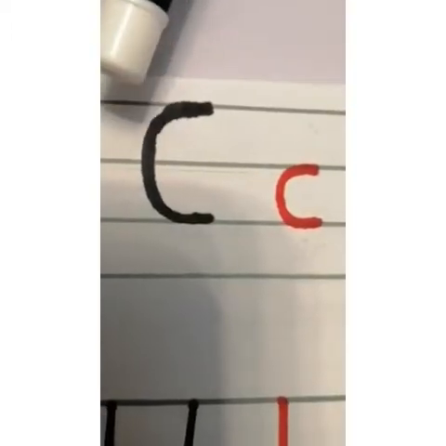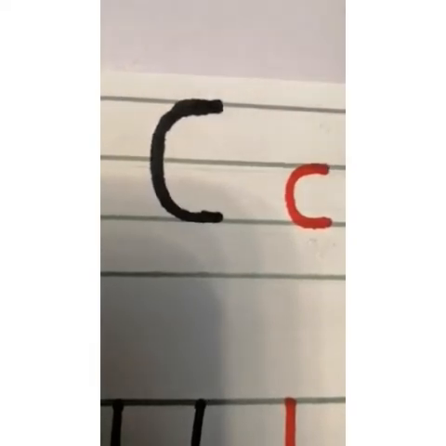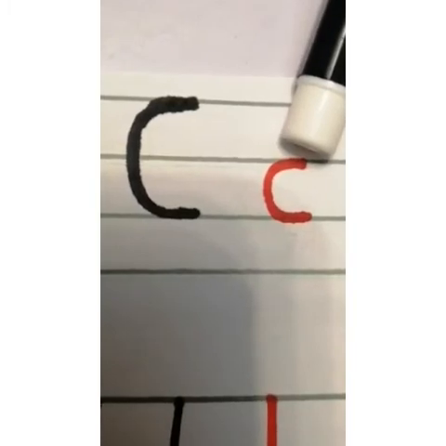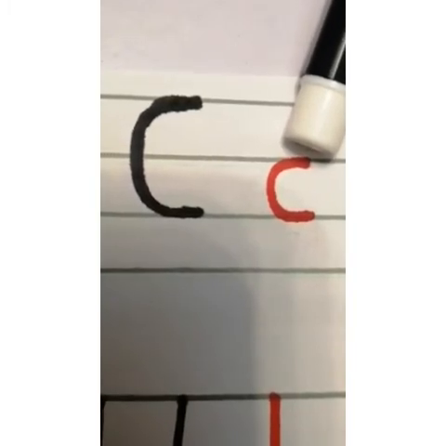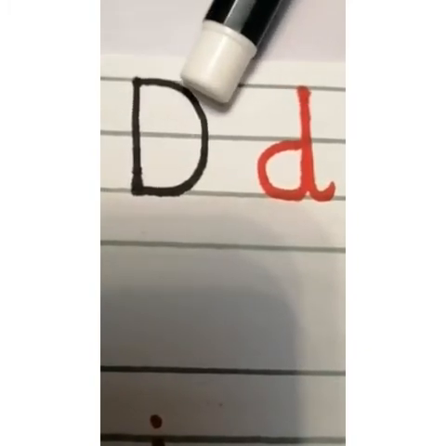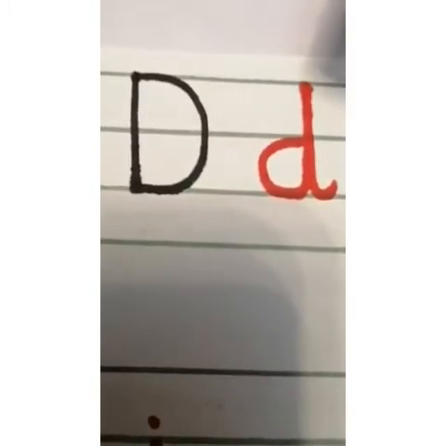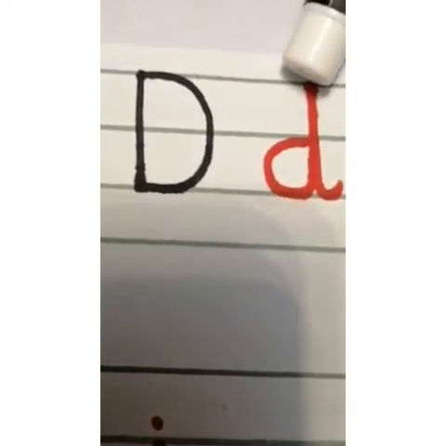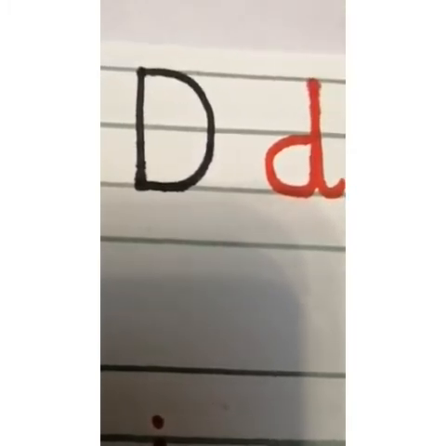Walk, turn and walk. C. Similarly, baby C will be written as walk, turn, walk on upper grass and lower grass line. Come straight down and make one big fat belly. D. Make a C, go up, come down, make a tail.